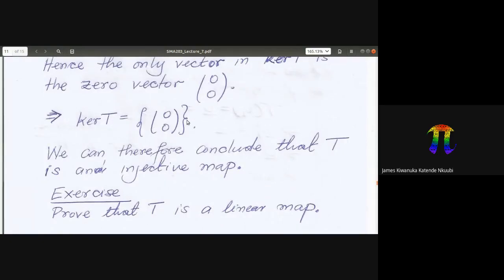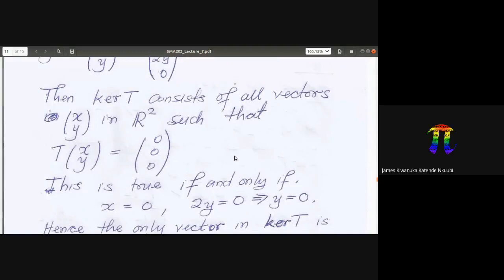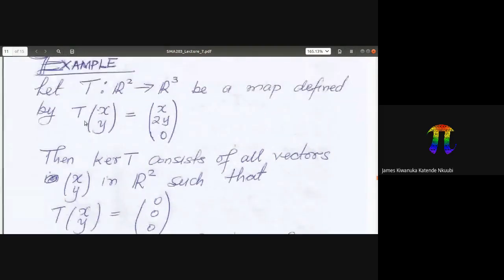So from this now, we can conclude that this map is actually injective. It's a one-to-one map. So we can conclude that it is injective because the only vector in the kernel is the 0 vector. There's no other vector.